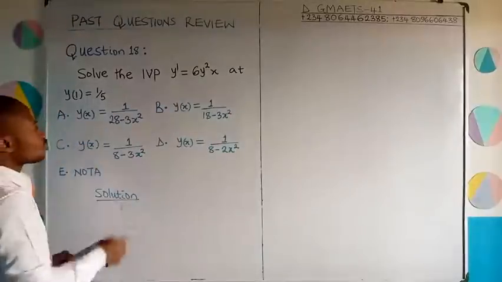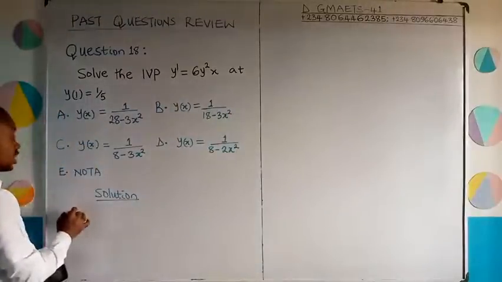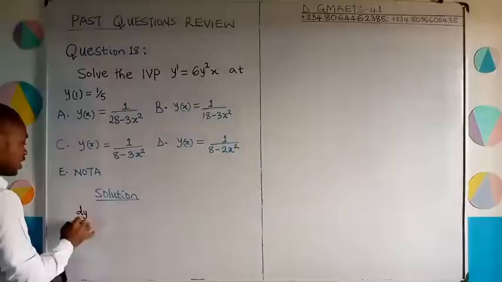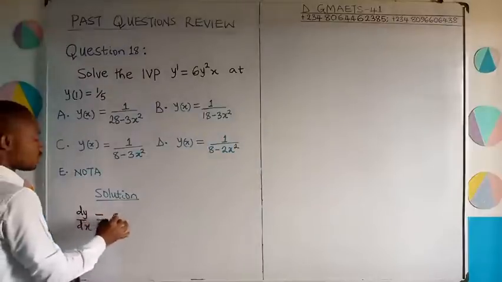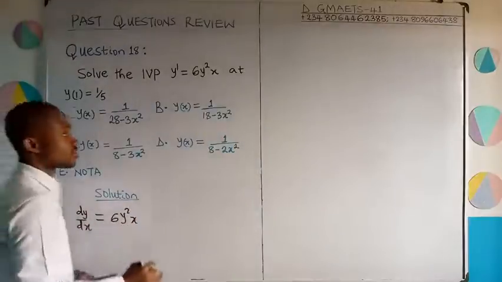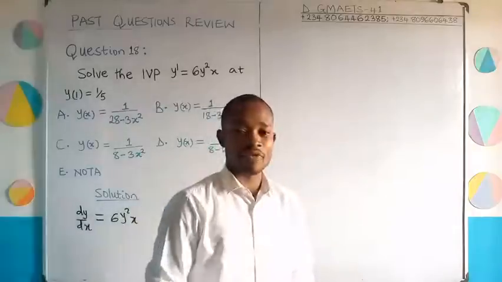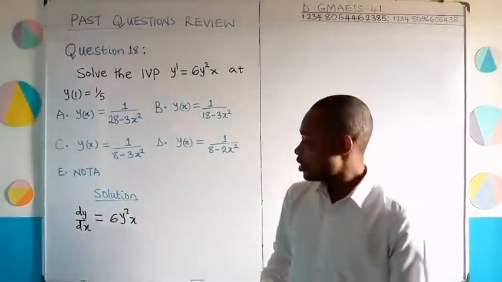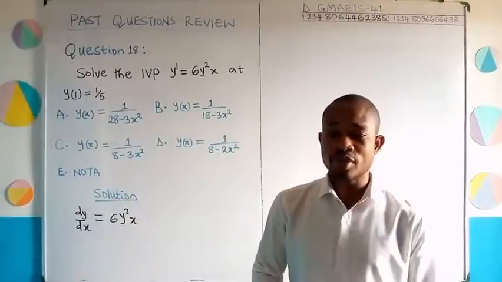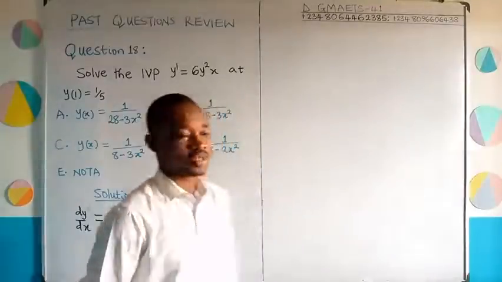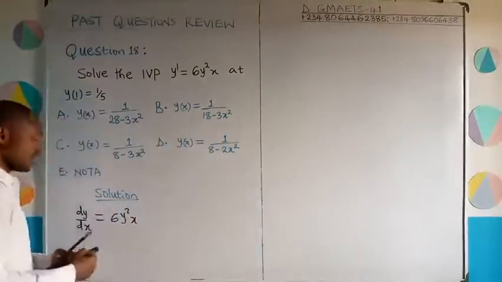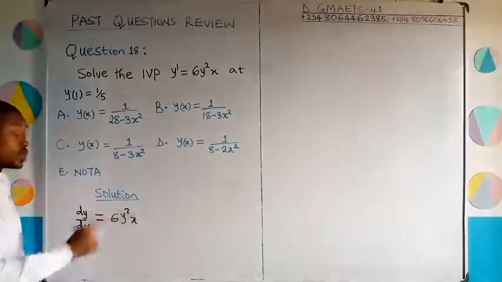Okay, now let us solve this question. The differential equation given to us, y prime, that is dy dx, right, is equal to 6y squared x. Now a clear look at this differential equation tells us that it's a separable variable ODE. Yes, we can separate the equation, x to one side and y to one side. So this is what I'm going to do.